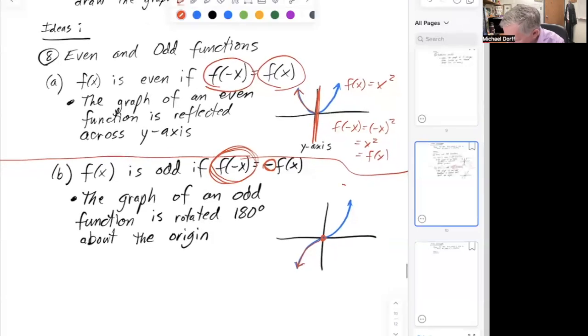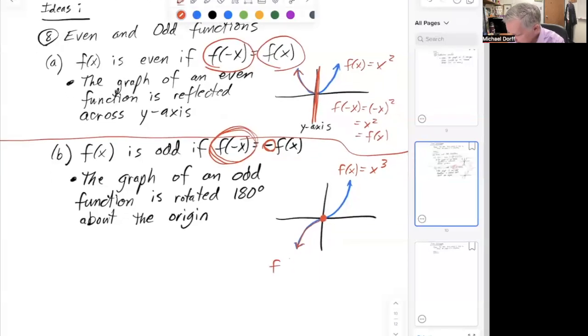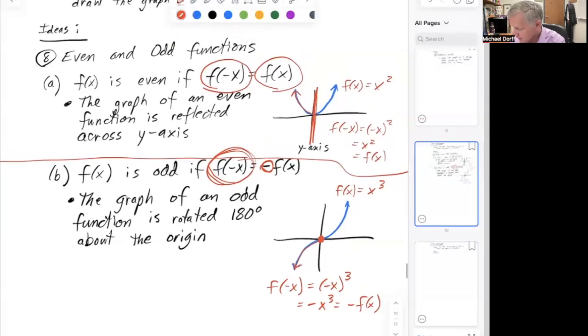An example of this would be f of x equals x cubed. So I have the blue part, and now if I put a pin at the origin and rotate that blue part 180 degrees, I get the red part shown here. And to see that it's an odd function, if I put in negative x, that means I have negative x cubed, which is going to give me negative x cubed, which is the negative of the original function. So it's an odd function there.